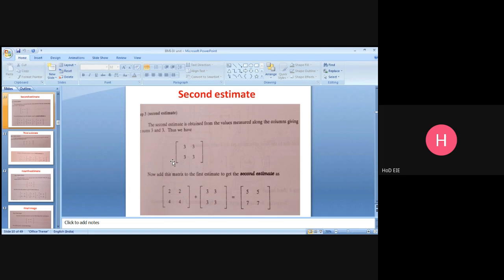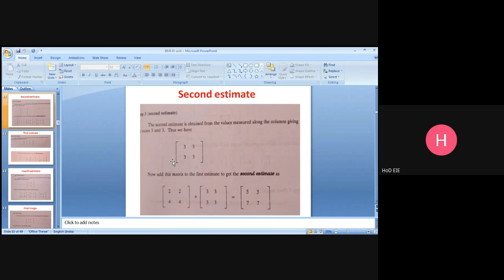Usually the second estimate, you are obtaining from the values which you measure across the columns, in such a way that it gives this sum 3. The matrix you get in step 1 is 2 comma 0 as well as 1 comma 3. When you take this, 0 plus 3, that gives you the sum 3. So you get a 3 comma 3, 3 comma 3 matrix. That is the values you are measuring across the columns.